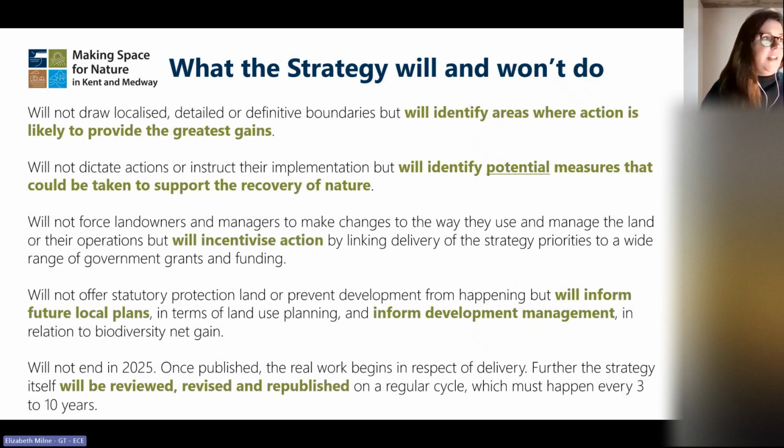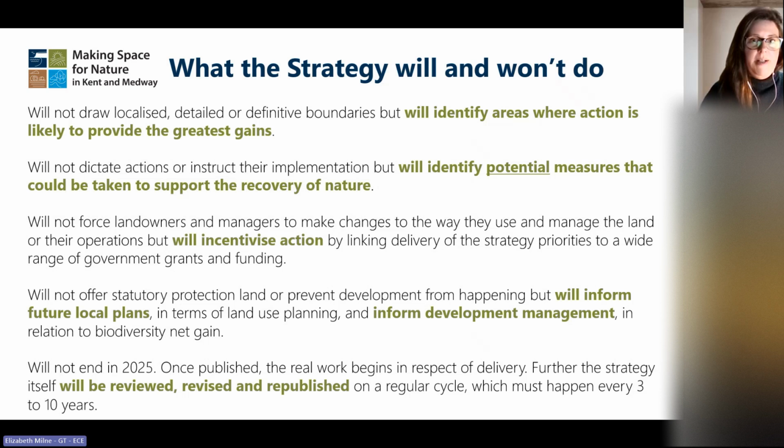I think at this point it's useful to just pause to think about what the strategy will and won't do, because it's really important to set expectations as to what it is that the strategy is trying to achieve. So the strategy will identify these areas where action is likely to provide the greatest gains, but those boundaries are not especially localized, and they're not definitive boundaries. So they're very much an indication of where we anticipate action will provide what's required in terms of nature recovery.